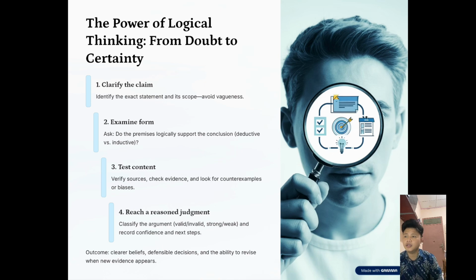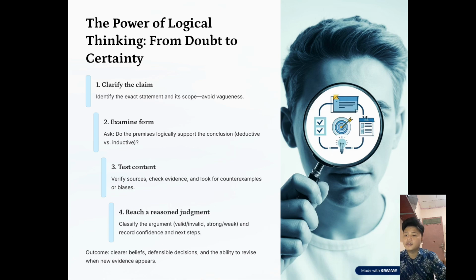And the power of logical thinking: from doubt to certainty. 1. Clarify the claim. Identify the exact statement and its scope to avoid vagueness. 2. Examine form. Ask do the premises logically support the conclusion, deductive versus inductive. And 3. Test content. Verify sources, check evidence, and look for counterexamples or biases.